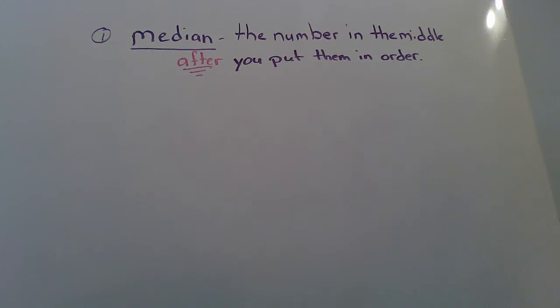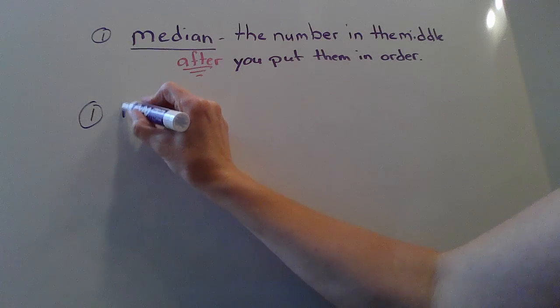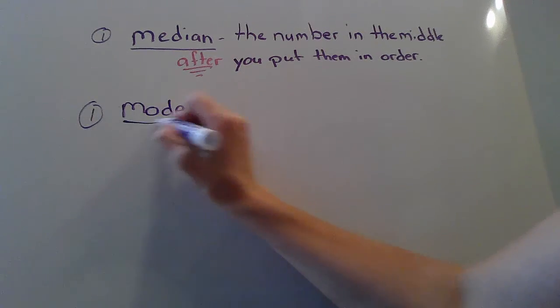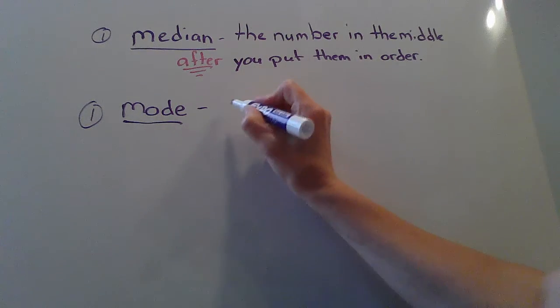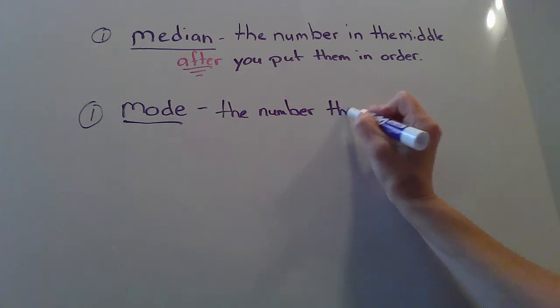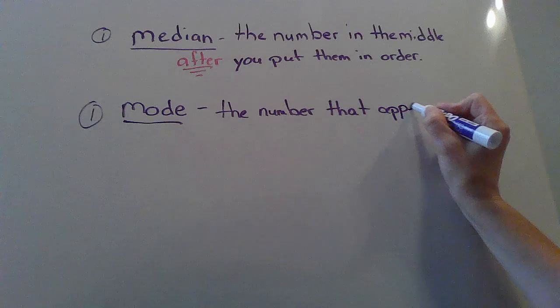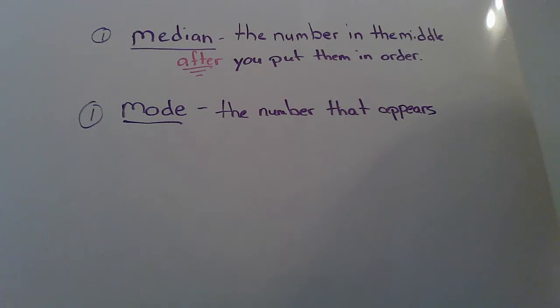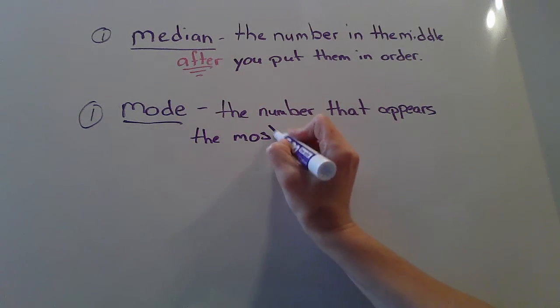The next one you need to know how to do is mode. I like mode because if you say the word mode out loud, it kind of sounds like most. If you kind of pronounce them, mode, most. Okay, so in order to find the mode, you are looking for the number or the data that appears the most. You want the one that occurs or appears the most. There's that word most, mode.